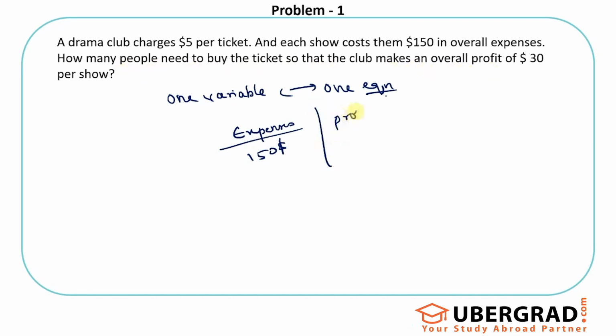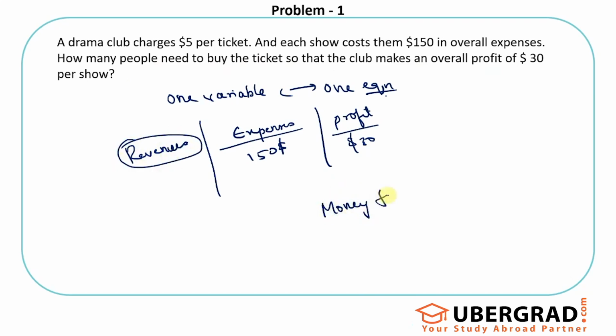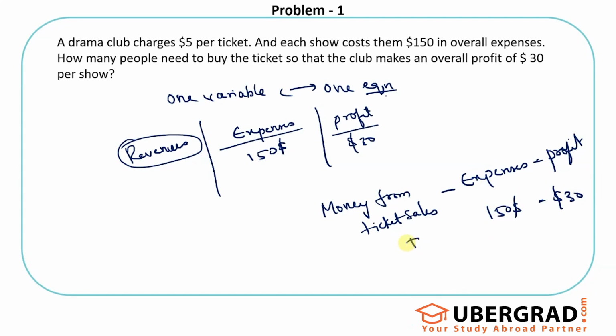So the profit is $30. That means the revenue, as I call it, the money they made from the tickets. So this is the money they earned. So money earned from ticket sales, I would put it, minus the money spent on expenses basically equals the profit. Simple, right? They said profit is $30, expenses is $150. So now I can get the ticket sale money, which will be 180.